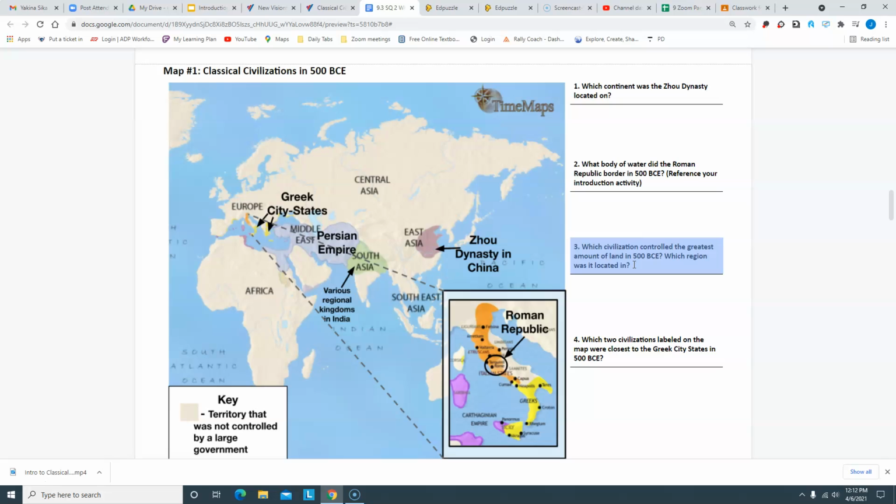Question 3, based on this map, which civilization controlled the greatest amount of land in 500 BCE? Which region was it located in? So which civilization controlled the greatest amount of land? Which empire, dynasty, kingdom, or city-state is the largest, based on the largest amount of color? And which region was it located in? Answer that in the Edpuzzle. And question 4, which two civilizations labeled on the map were closest to the Greek city-states in 500 BCE?